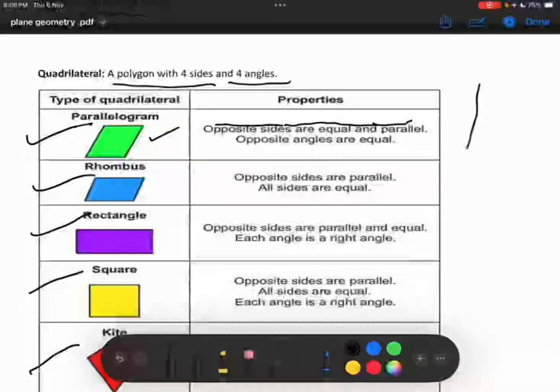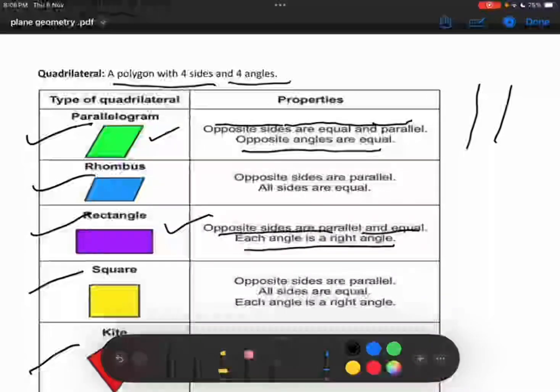The parallel lines are those lines which are parallel to each other and never meet at any point. And here opposite angles are equal. So this is a parallelogram. And after this, rectangle: opposite sides are parallel and equal. Each angle is a right angle. So in parallelogram and rectangle, there is a minor difference. It is the difference of angle.